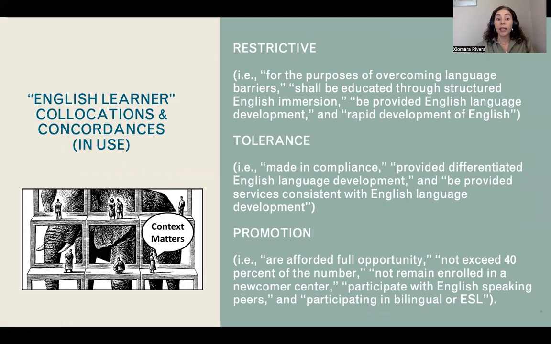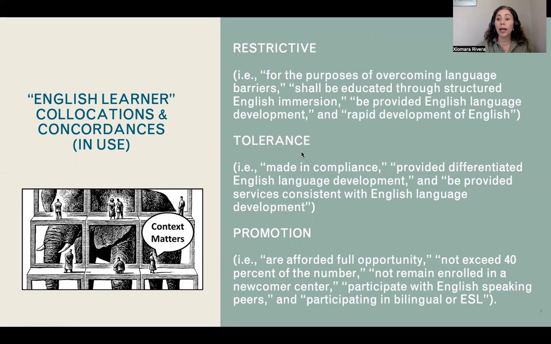When we look further in order to see how these keywords are being used, we look at the key phrase English learner, because it's used throughout all of the educational language policy texts. And the way that English learner is used within restrictive, tolerance, and promotion is different. We see that there are key phrases and key objectives within these orientations that align with the orientations as originally identified by Heinz-Claus. The restrictive orientation uses phrases, words, and objectives that are subtractive, for example, for the purposes of overcoming language barriers.